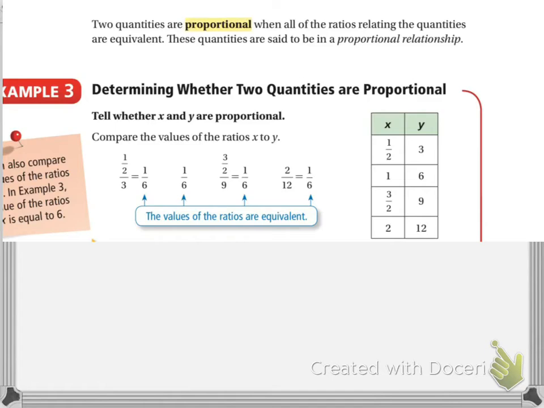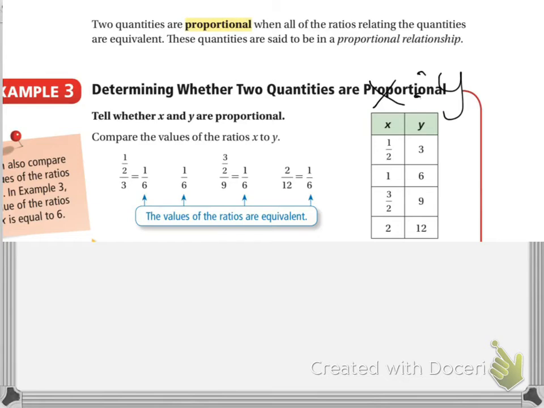Our next example says two quantities are proportional when all of the ratios relating the quantities are equivalent. These quantities are said to be in a proportional relationship. So what they're having us do is look at the ratio of x to y.